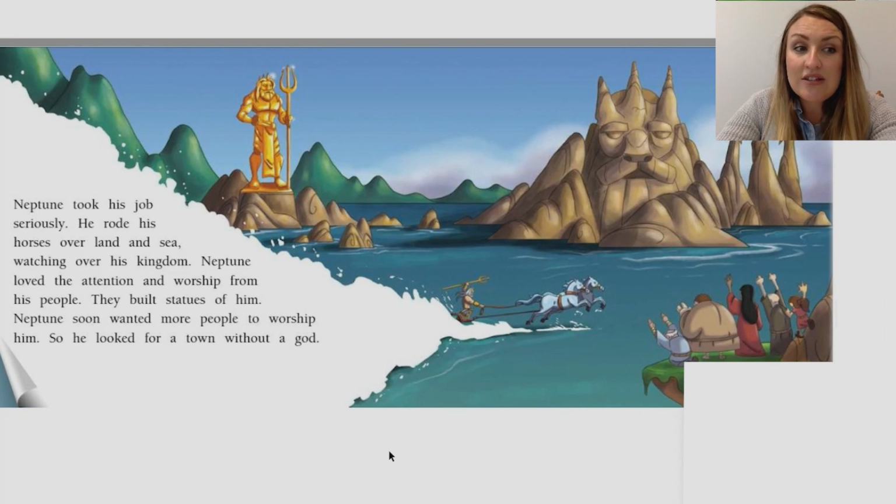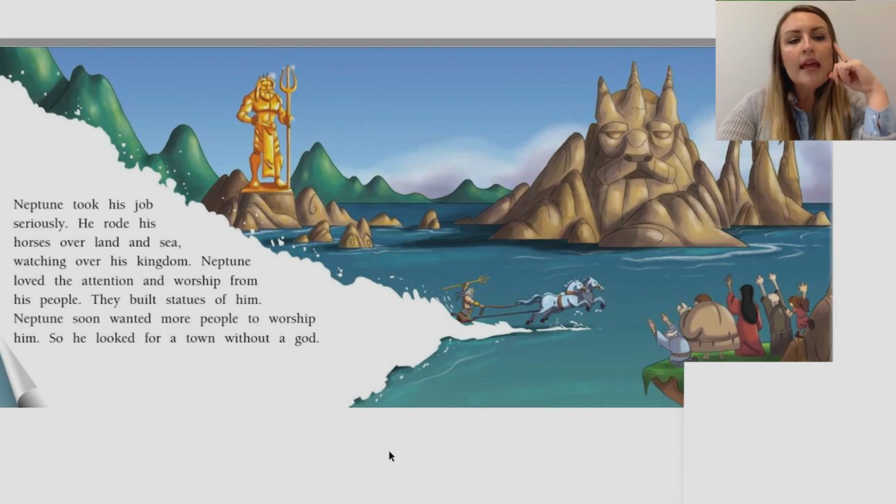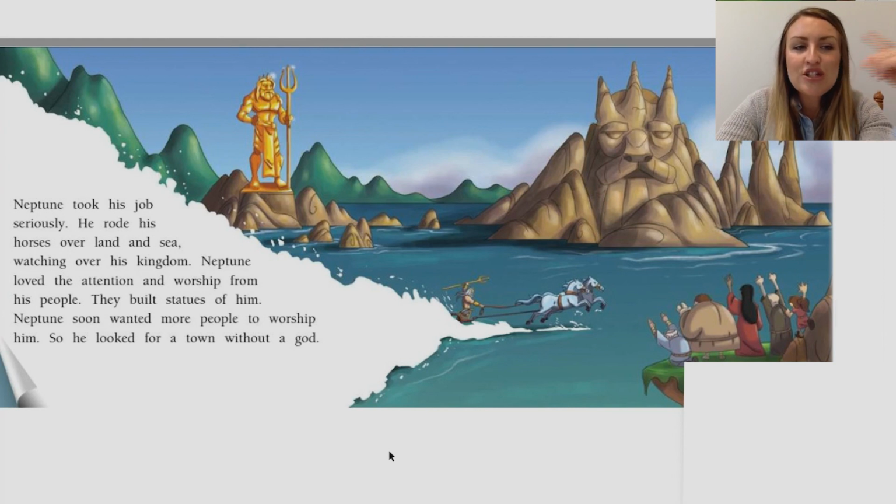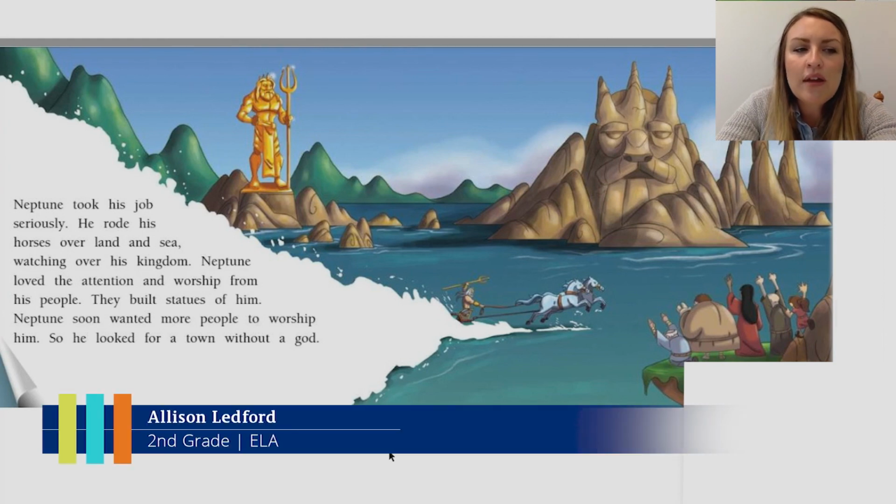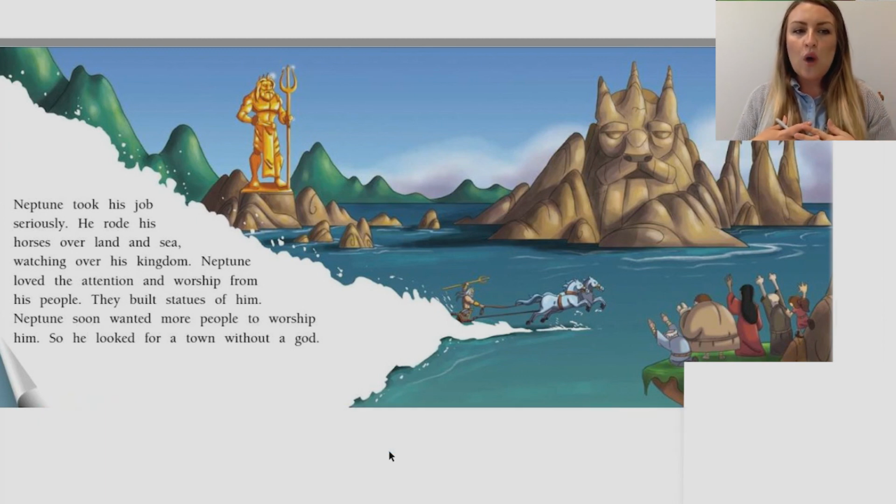Neptune took his job seriously. He rode his horses over land and sea, watching over his kingdom. Neptune loved the attention and the worship from his people. They built statues of him. Neptune soon wanted more people to worship him. So he looked for a town without a god.